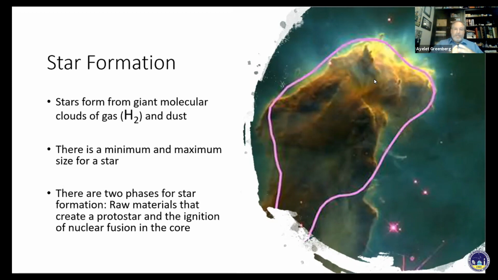Now, it turns out that there is a minimum size star that you can create, and there is a maximum size star that you can create. You can't create a Jupiter-sized star, and you can't create a star that is 1,000,000 times the size of our sun. And there are reasons for these limitations, and we'll explain them a little later as we go into stellar formation. Stellar formation generally has two main phases.